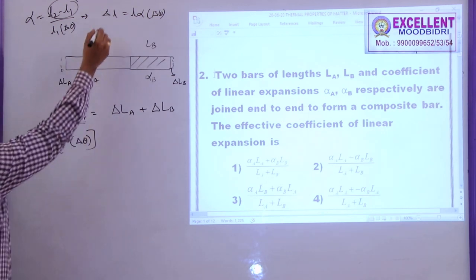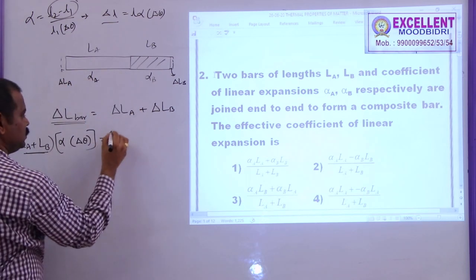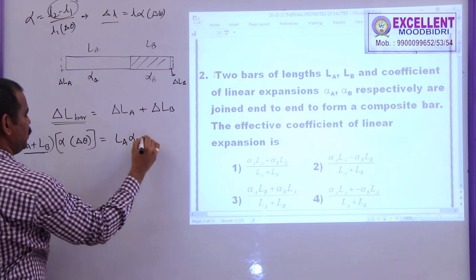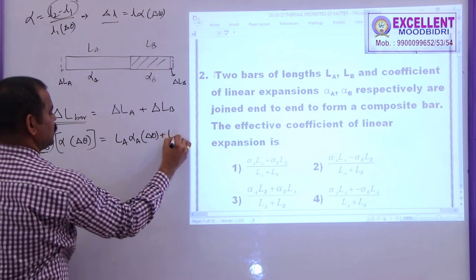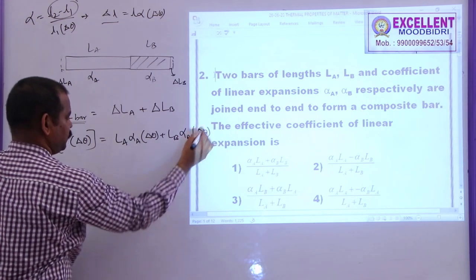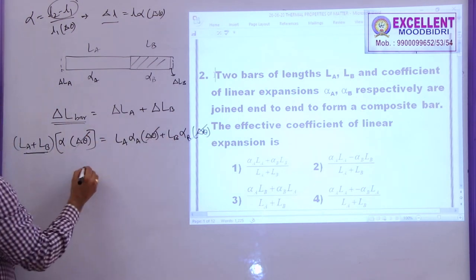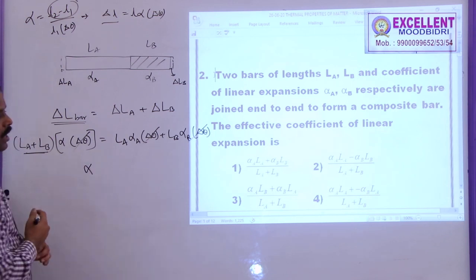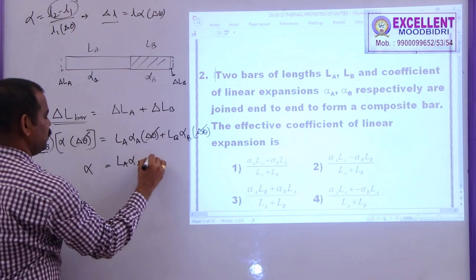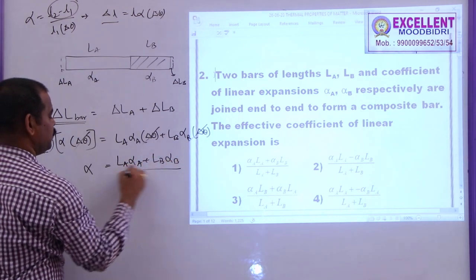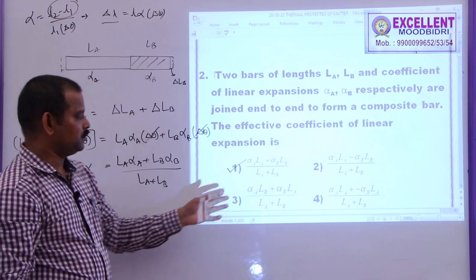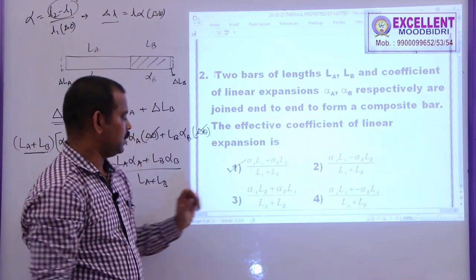If you multiply this, you will get the change in length of the composite rod, which is given by delta L, equal to delta LAB, equal to LA into alpha A into change in temperature, plus LB, alpha B, change in temperature. If you take the change in temperature common, you can cancel this one. And finally, the effective coefficient of linear expansion is given by LA alpha A plus LB alpha B by LA plus LB. Be careful with the options because all seem to be similar here, but option 1 is correct.